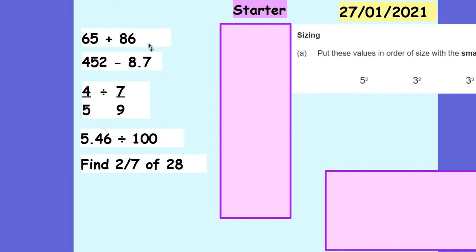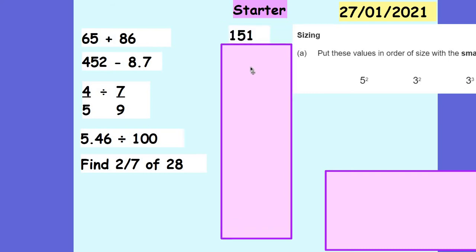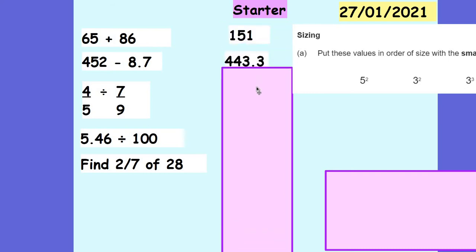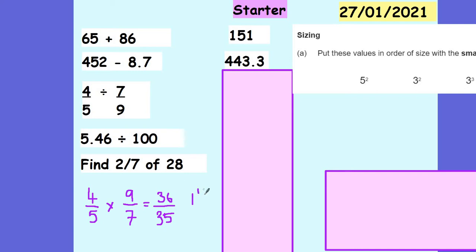Okay, let's look at some answers. So a column addition for the first one will give you 151, and a column subtraction for the second one will give you 443.3. Now the third one, I need to apply my keep, flip, change policy. So I keep my first fraction, I flip my second one to 9/7, and then I change my sign so it becomes a multiply in the middle. 4 times 9 gives me 36, and 5 times 7 gives me 35 on the bottom. So altogether I've got 1 whole and 1/35. You could have left it as a mixed number or an improper fraction, both would be correct.